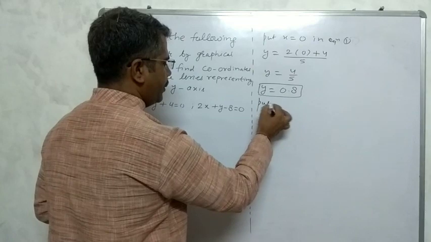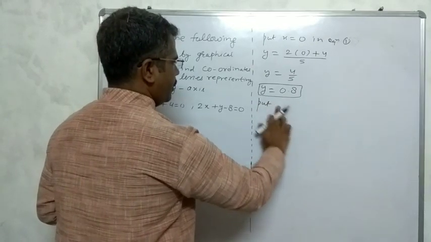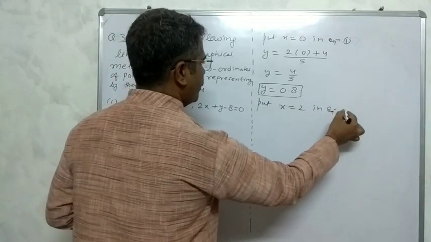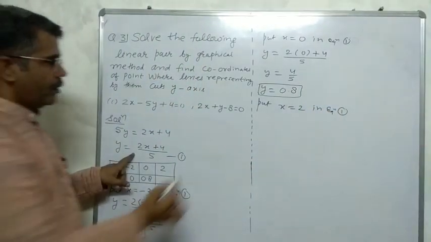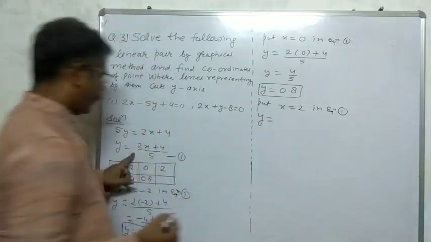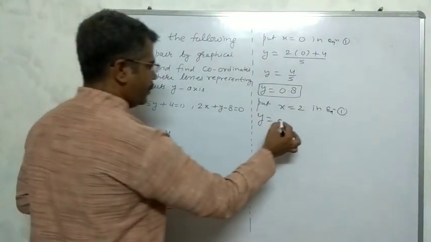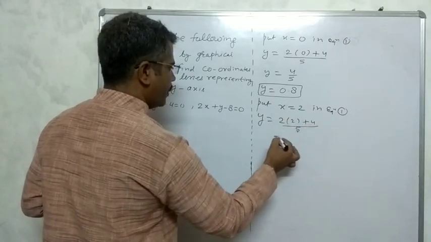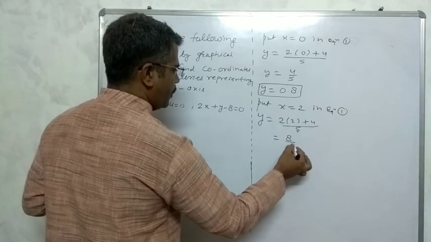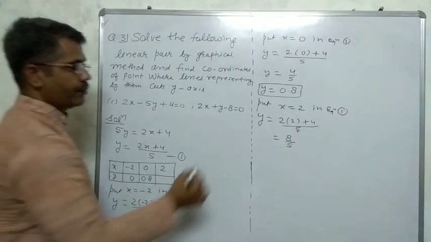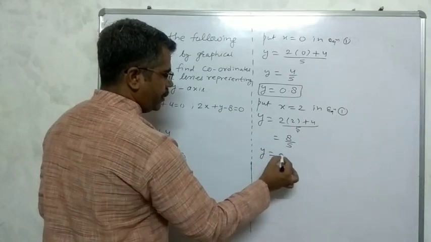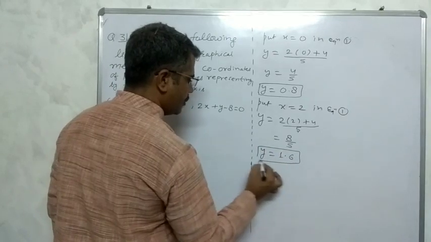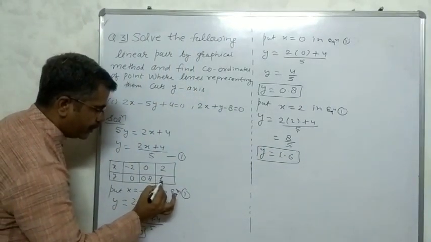Again put x equals to 2 in equation first. Two into 2 plus 4 upon 5, that is 8 upon 5. Y equals to 1.6.